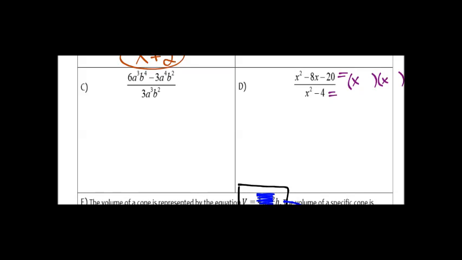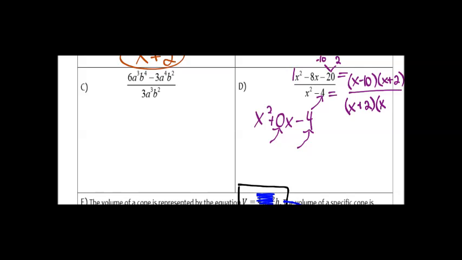And the A there is 1, so I don't have to do factoring by grouping. It's going to give me negative 10 as one of the factors, and positive 2 as the other. The bottom is looking for what's going to multiply to be negative 4 and add up to 0. There is no middle term there. They have to completely cancel out, and they have to multiply to be negative 4. That's going to be a positive 2 and a negative 2.